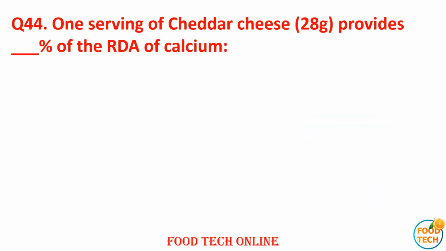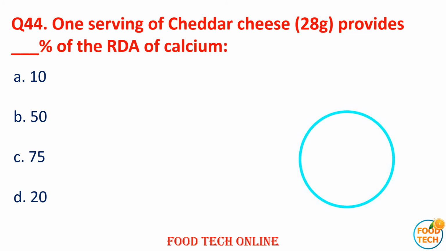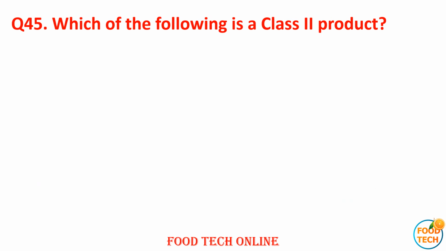Question 44. One serving of cheddar cheese provides dash percent of RDA of calcium. A. 10, B. 15, C. 75, D. 20. Answer D. 20.